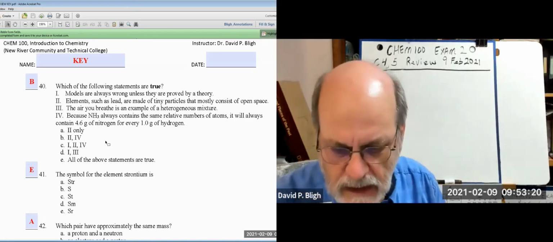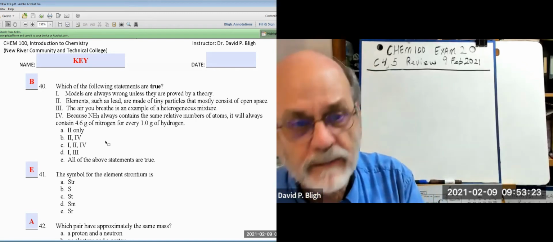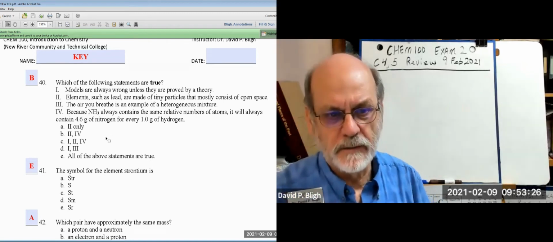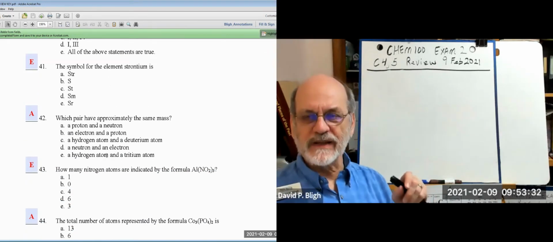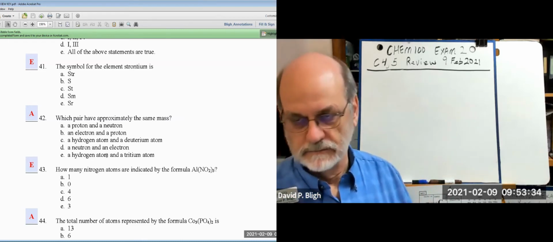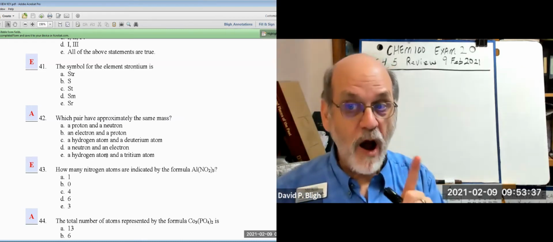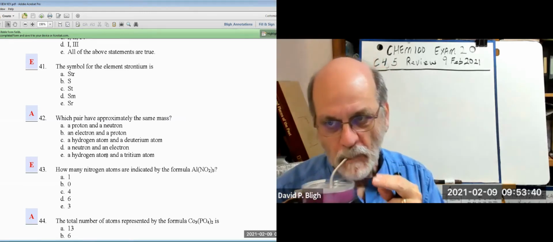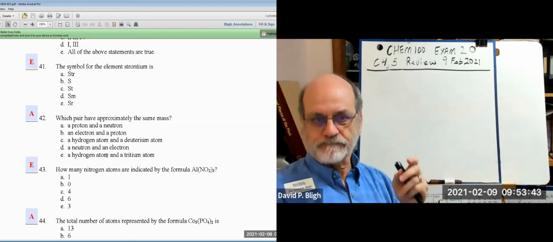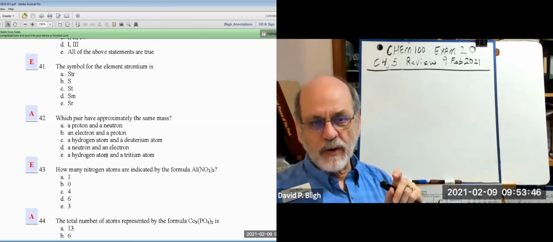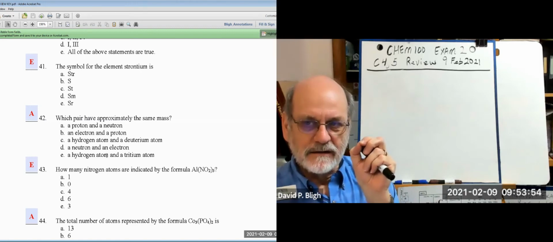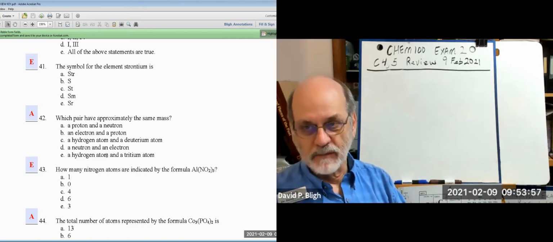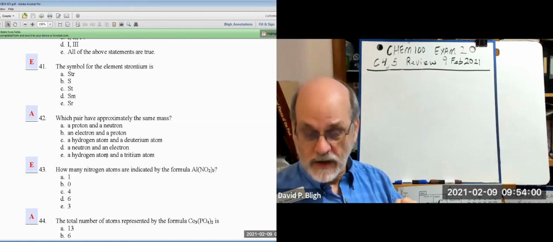All right, we're doing good on time. 42. Take a look at 42. Which of these pairs have approximately the same mass? And we're saying approximately. They're not identical. They're very close. How about a proton and a neutron? Oh, yeah. The neutron is just ever so slightly more massive than the proton, but not much. So that answers the question.